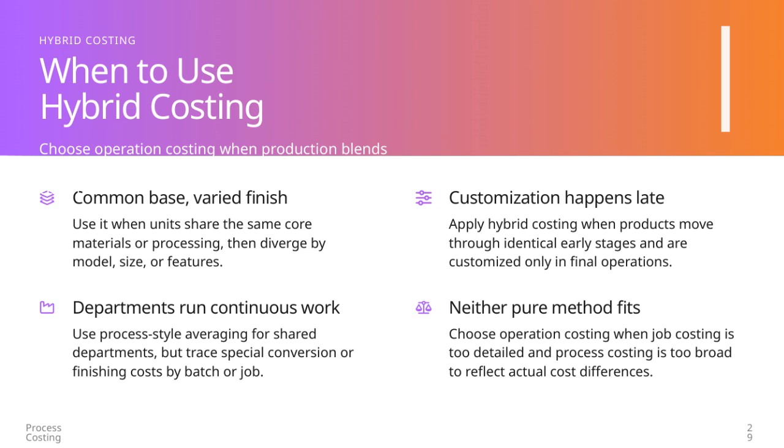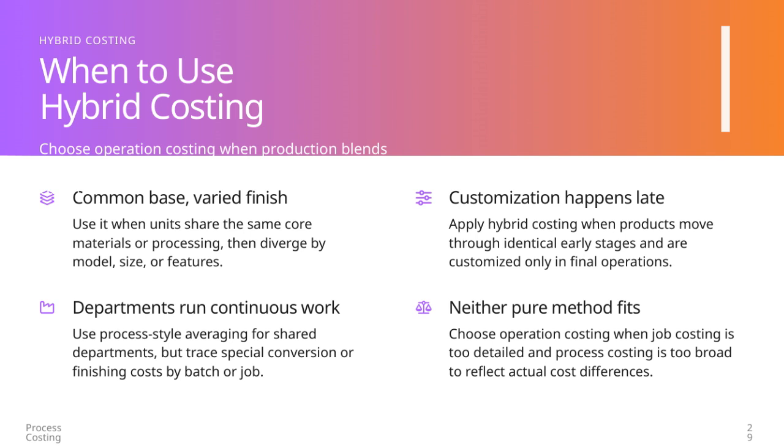If neither pure job costing nor pure process costing fully fits your situation, hybrid costing offers a middle ground. It's especially useful when job costing would become too detailed and cumbersome, and process costing is too broad to reflect actual cost differences among products. So, when your production blends standardized processing with product-level customization, operation costing within a hybrid system provides a clear, practical method for costing.